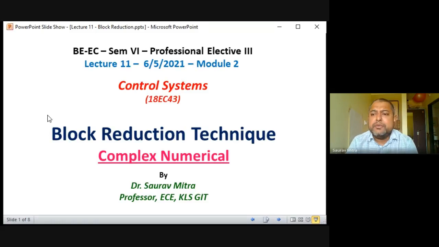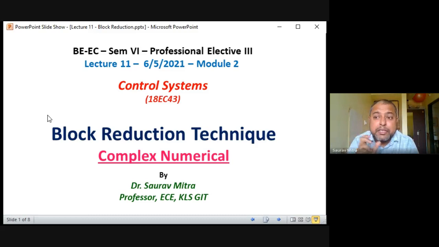And today again we are going to solve, first we'll do one numerical which was solved yesterday. Yesterday we had used negative feedback, but today we'll use positive feedback, the same circuit. It is given in the book of M Gopal. So the same numerical we will solve in two ways. In the first way we will shift the takeoff point in some way, and in the second case we will shift it in between.